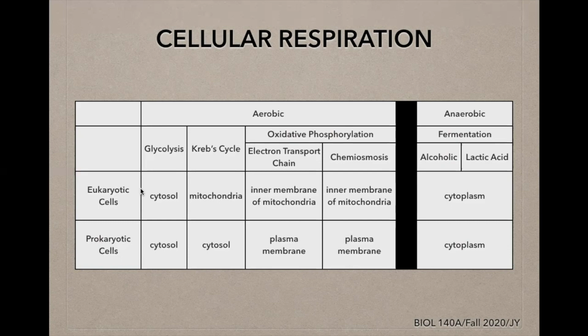And then to review prokaryotic cells, these are cells within the domains bacteria and archaea, and aerobic cell respiration occurs in slightly different locations in prokaryotic cells. So glycolysis and the Krebs cycle will occur in the cytosol in prokaryotic cells, and then oxidative phosphorylation will occur in the plasma membrane.